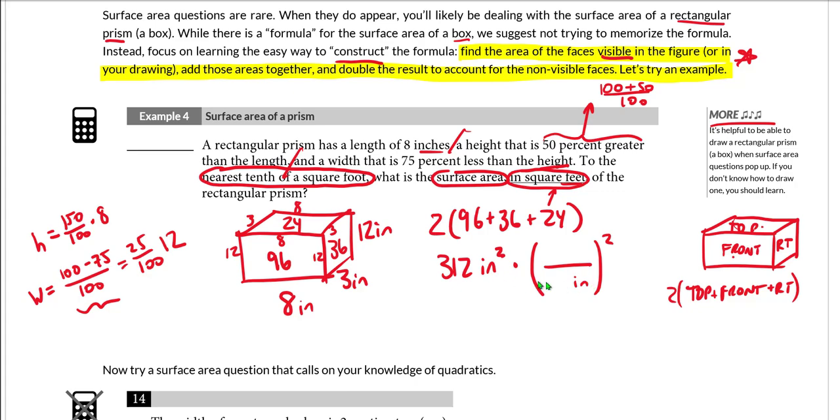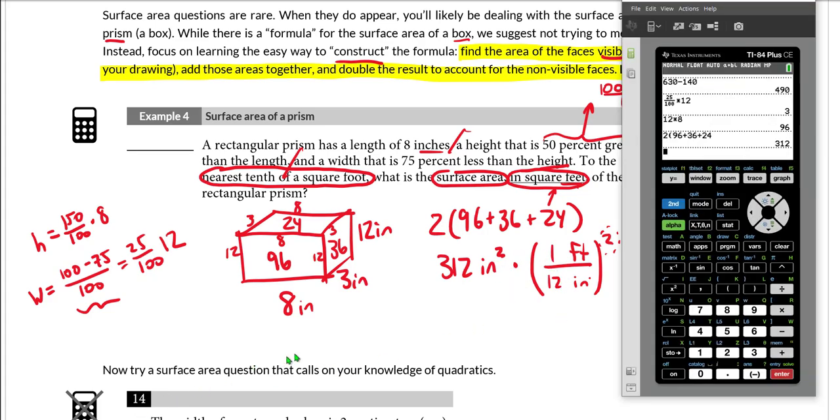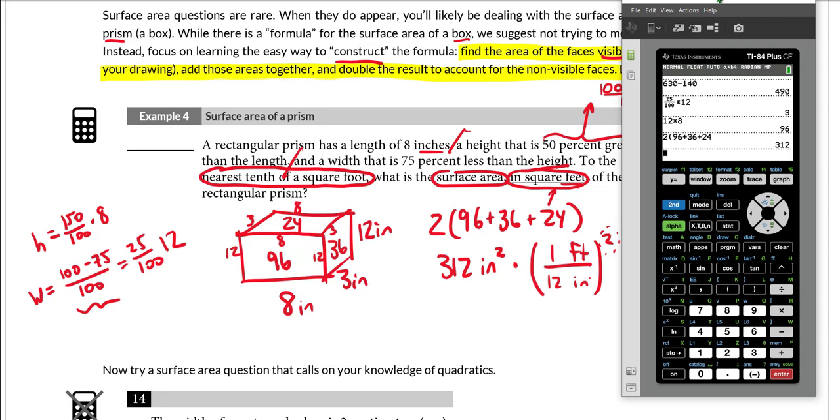So I need inches to cancel, but this is inches squared. I'm putting inches here. I'm going to put feet here. In order to get to square feet and square inches so that those square inches cancel, I'm going to have to square this conversion factor of 1 to 12. So what ends up happening here is I'm actually not dividing by 12 itself. I am dividing by 144. But I'm going to let the calculator do the work here.